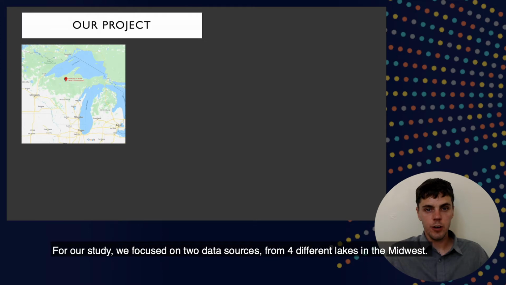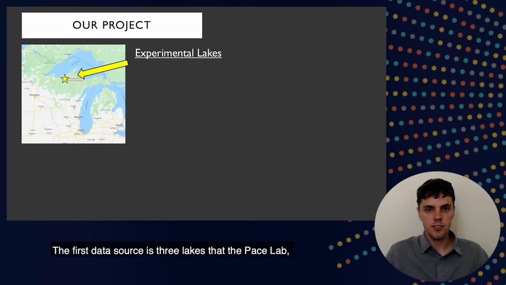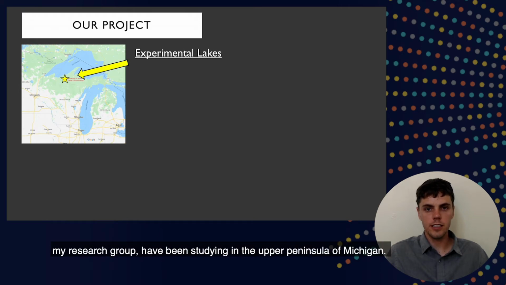For our study, we focused on 2 data sources from 4 different lakes in the Midwest. This first data set is 3 lakes that the PACE Lab, my research group, have been studying in the Upper Peninsula of Michigan. These are small lakes that we conduct fertilization experiments on so that we can study algal blooms in a somewhat controlled manner.